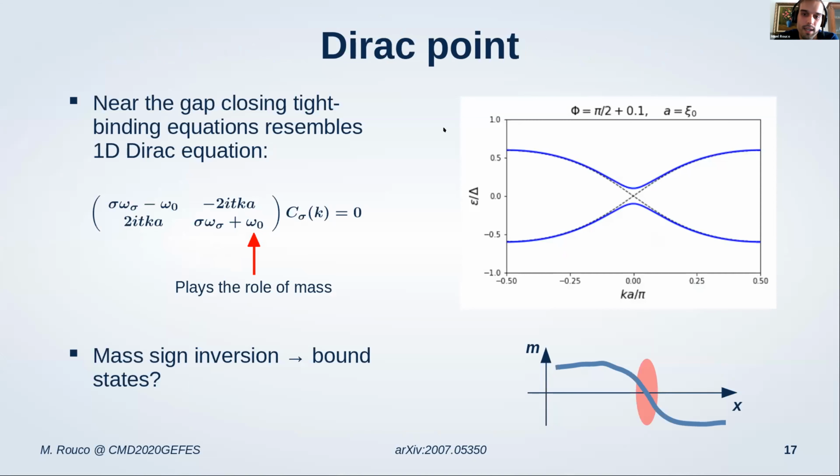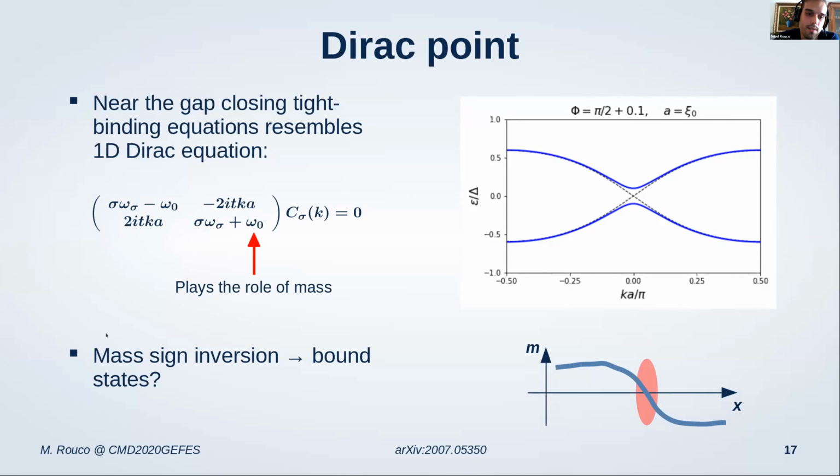So you may have noticed that when the gap closes, it forms a Dirac point. And in fact, if we linearize the tight binding equations around that Dirac point, near the gap closing conditions, we obtain a one-dimensional Dirac equation where the parameter omega naught plays the role of the mass. This parameter is a renormalized energy of the single impurity bound states. And in fact, it changes sign when the gap closes and reopens again.